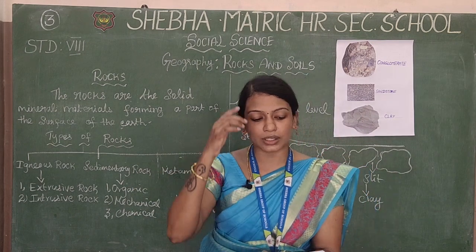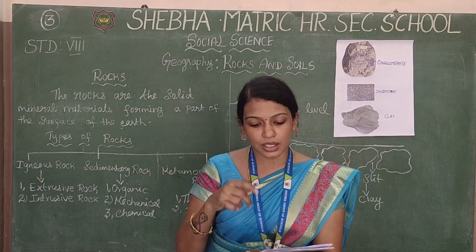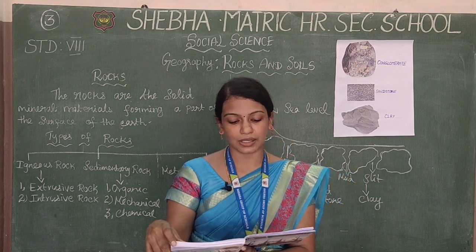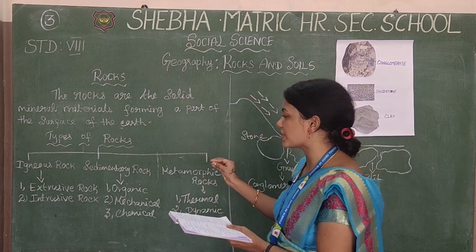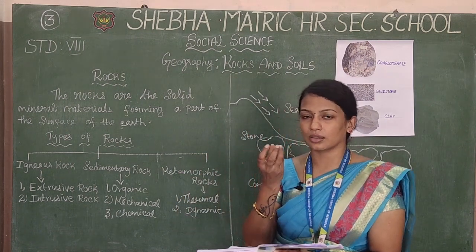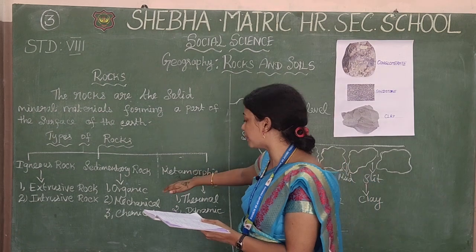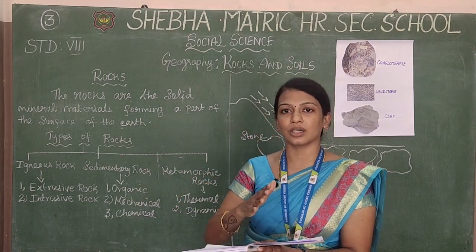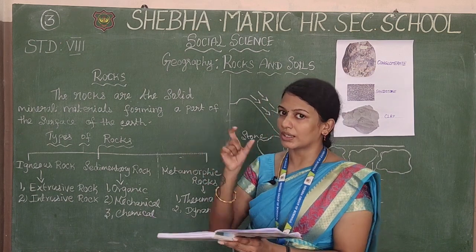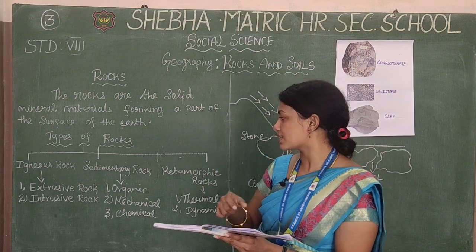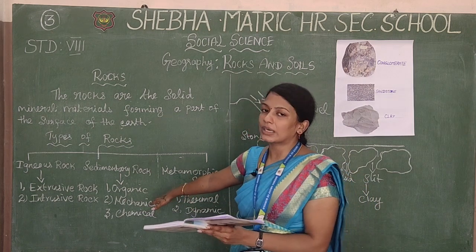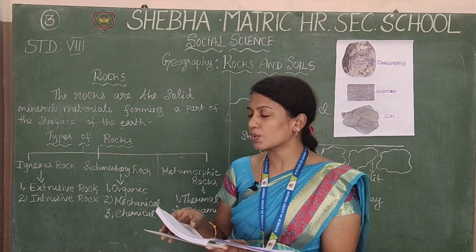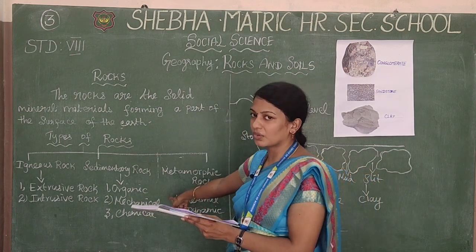First I will explain the organic sedimentary rocks. These rocks are formed by the decomposition of dead plants and animals. Organic means natural. So organic sedimentary rock is formed by the decomposition of dead plants and animals. I already told you in sedimentary rock that dead plants and animals make the sedimentary rock. Next one is the mechanical sedimentary rock.